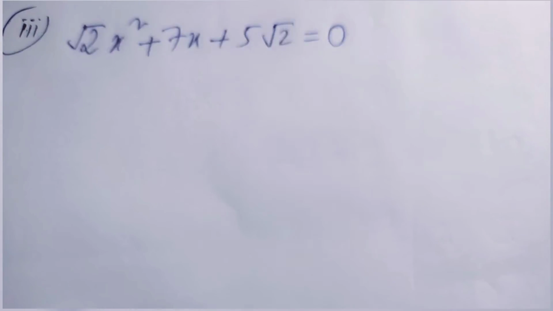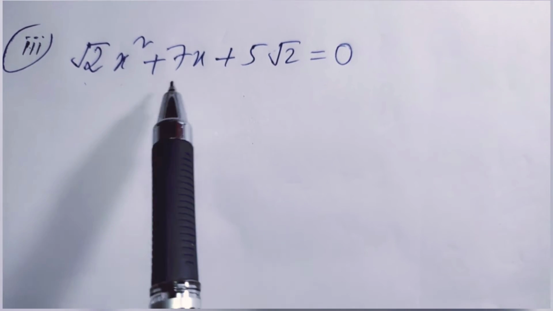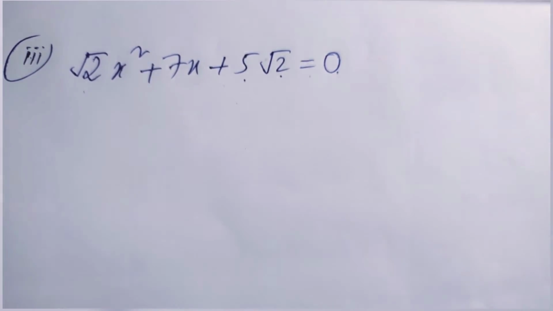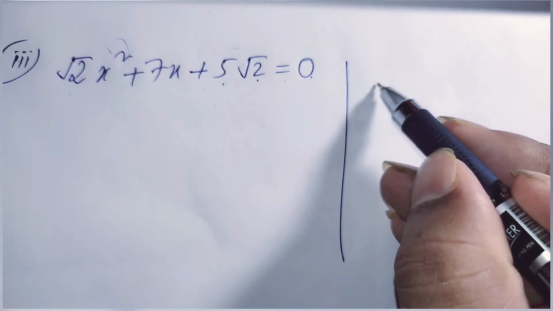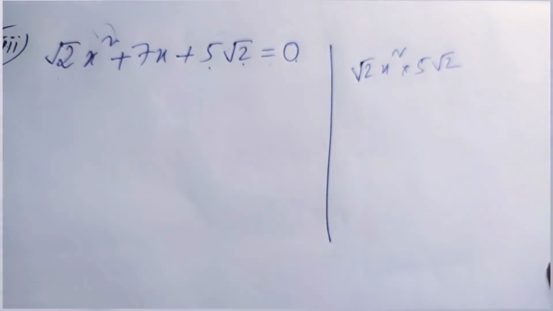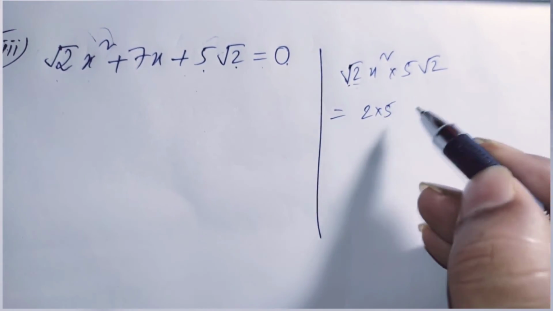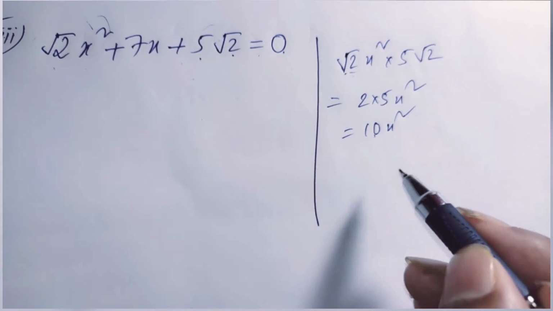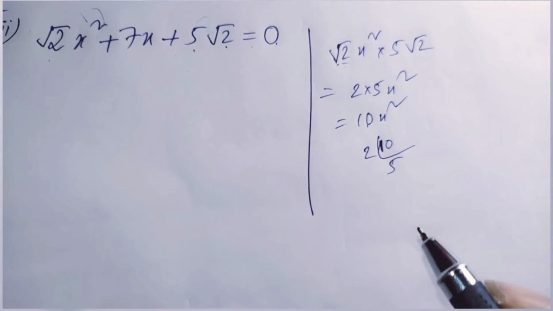Now we are going to solve question number 3, that is 2x squared plus 7x plus 5 root 2 equals 0. So we will take the first term and the last term. So root 2 x squared times 5 root 2. If you multiply root 2 by root 2, it becomes 2, multiplied by 5 x squared. 2 multiplied by 5, you get 10 x squared. Now you do the prime factorization. So 10 you can get 2 times 5.